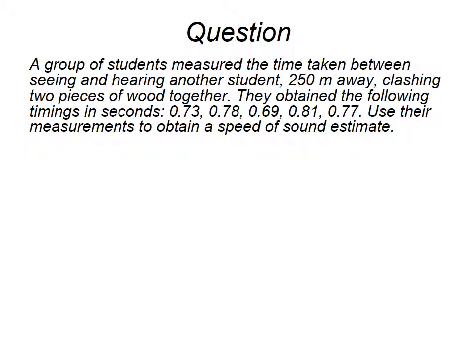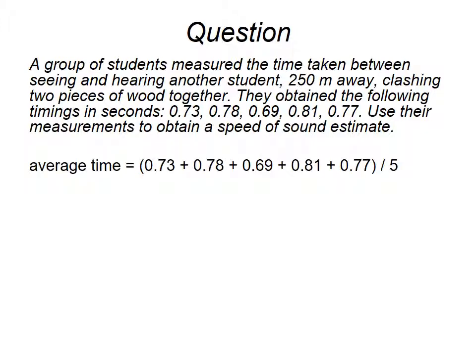Question. A group of students measure the time taken between seeing and hearing another student, 250 meters away, clashing two pieces of wood together. They obtain the following timings. Use their measurements to obtain a speed of sound estimate. Pause the video now and see if you can work out their speed of sound estimate.